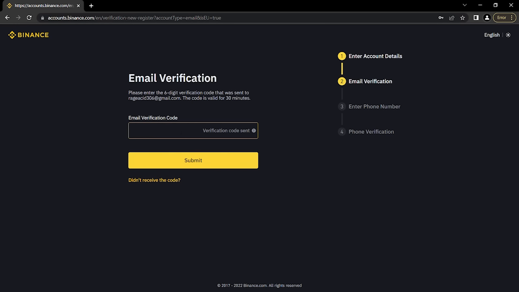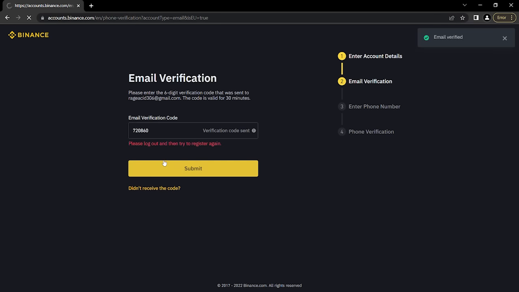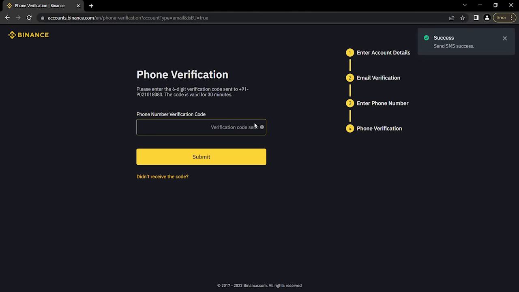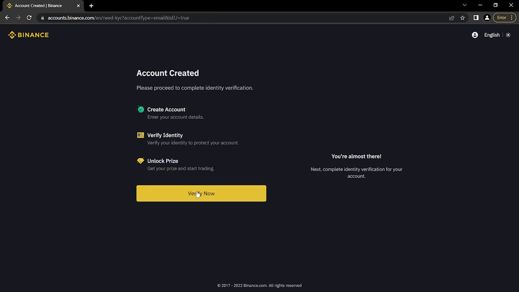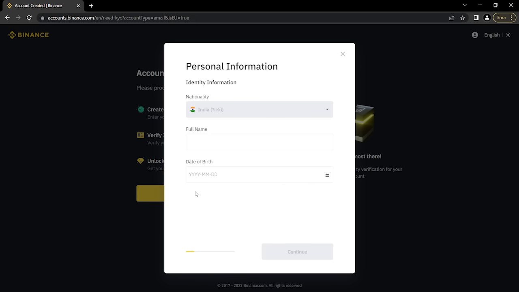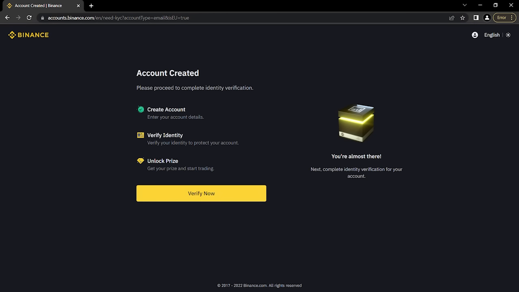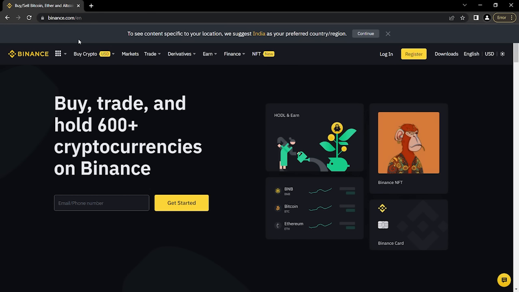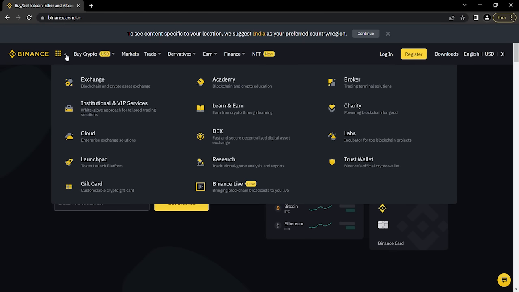Complete the verification and set up your account and get rewarded. Binance has many features and options to trade and earn. With the learn and earn option, you can earn free crypto through learning.